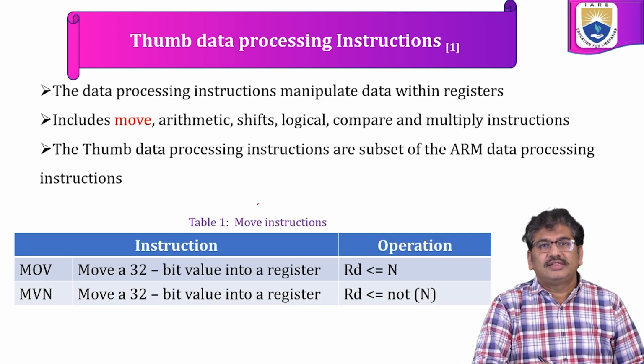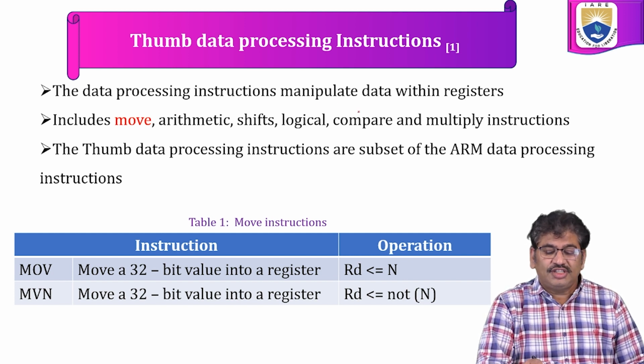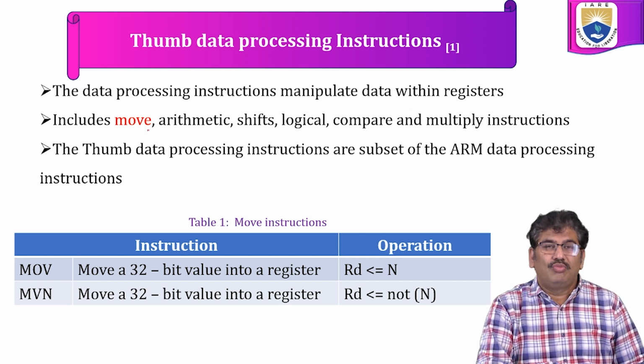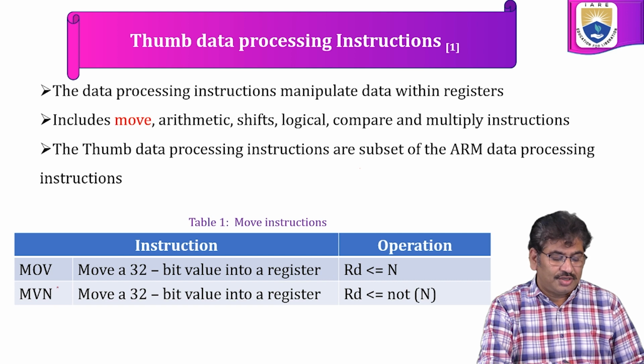The next category is Thumb data processing instructions. The data processing instructions manipulate data within registers, and include move, arithmetic, shifts, logical, compare and multiply instructions. The Thumb data processing instructions are a subset of ARM data processing instructions. In table 1, we have instructions corresponding to the move operation, that is the MOV and MVN instructions.